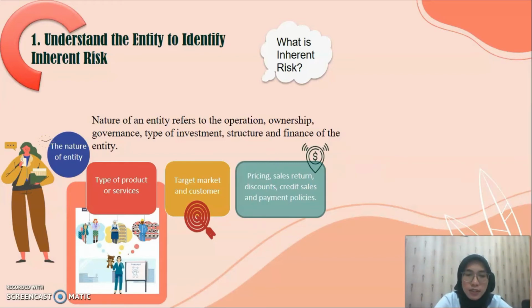Next, the last one: pricing, sale, return and discount, credit, sale and payment policy. All of this can help the auditor to identify any potential frictionless adjustment or transaction. Payment policy, especially, is the main thing to be focused on by the auditor, because a payment policy can benefit the entity to get paid on time.